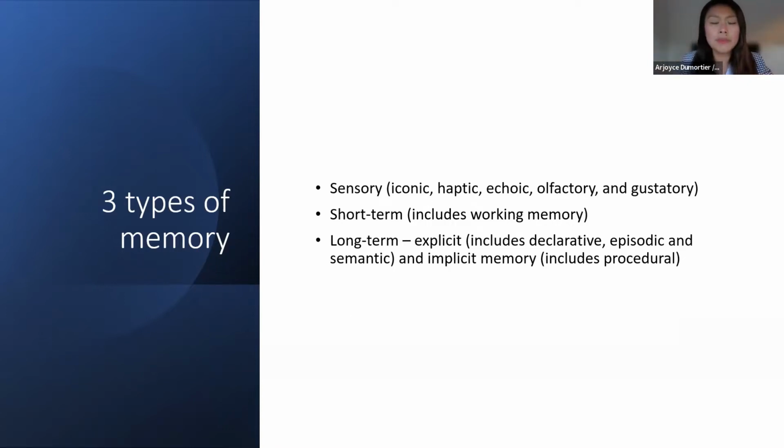Now, the short-term memory includes the working memory. This is the active memory, the memory that we are using on a daily basis. Then the long-term memory is the explicit, which includes declarative, episodic, and semantic. And implicit memory includes procedural. So these are the memories that you have had for a long period of time.